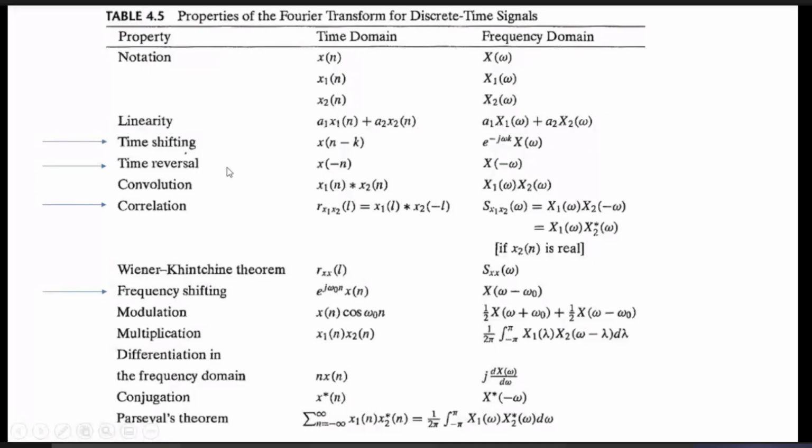Similarly, time reversal: if you reverse the time, x of n changes to x of minus n, then its Fourier transform is X of minus omega.